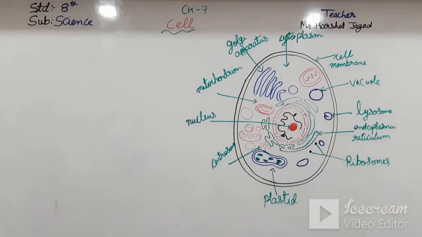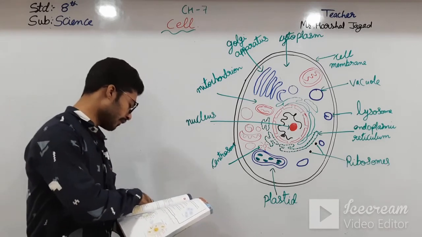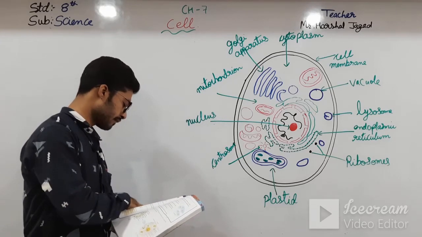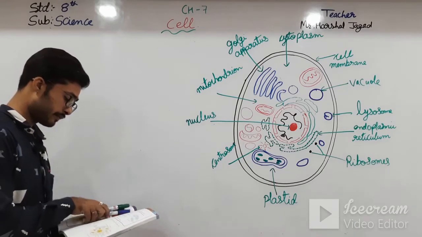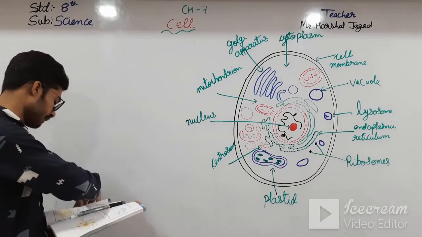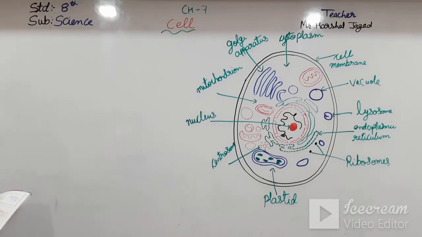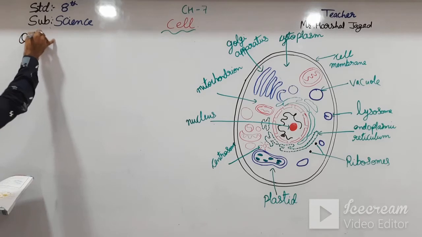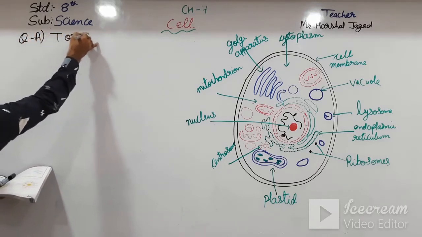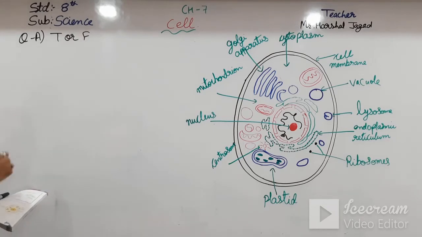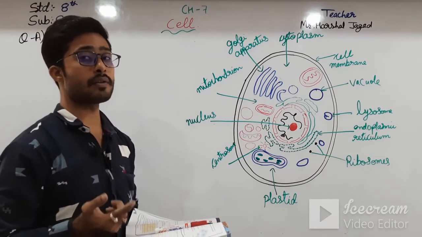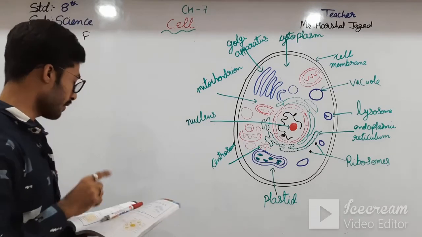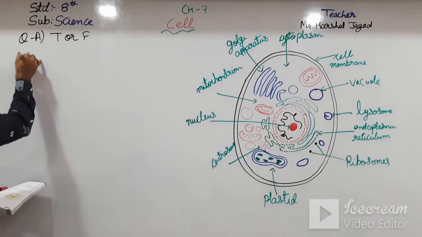Now, moving further, let us see the answers. See here, true or false. I am writing the answers one by one. Let's answer question A, true or false. First, a tissue is made up of many organs? Or are organs made up of many tissues? Yes, organs are made up of many tissues. The first answer is false.